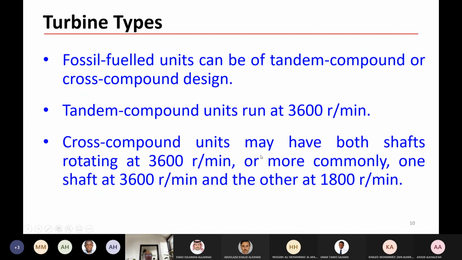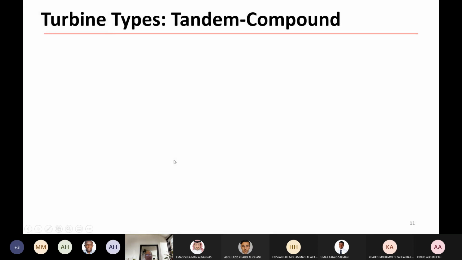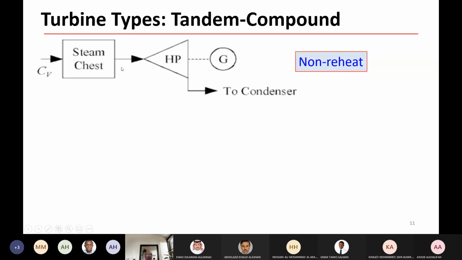So the fossil fueled tandem compound runs at maybe 3600 RPM. In cross compound, you have two shafts. Maybe the two shafts are running at the same speed, or one at 3600 and the other at 1800 RPM. So this is one configuration. Steam chest, or chamber, is the input of the steam, and then it goes to the high pressure turbine, and you take it to the generator, and then you condense and go back to the boiler.